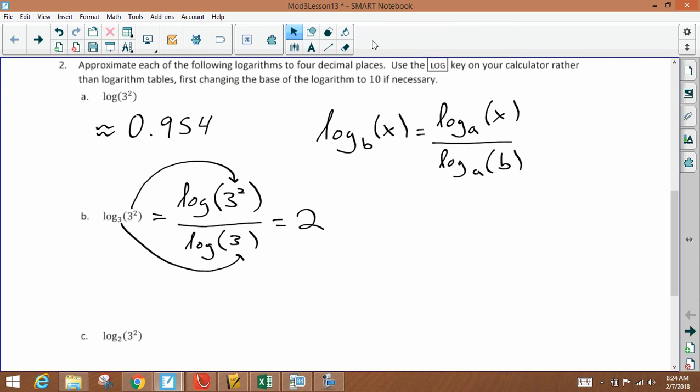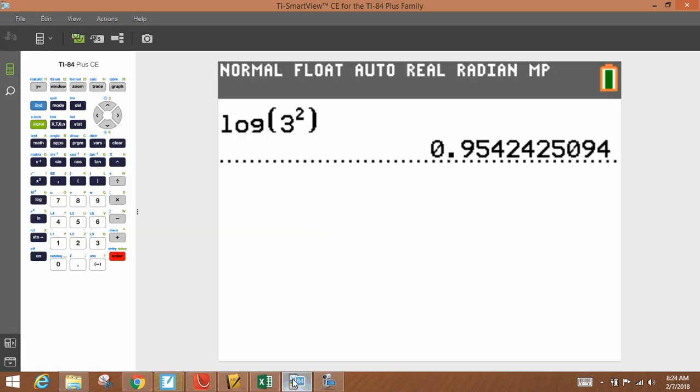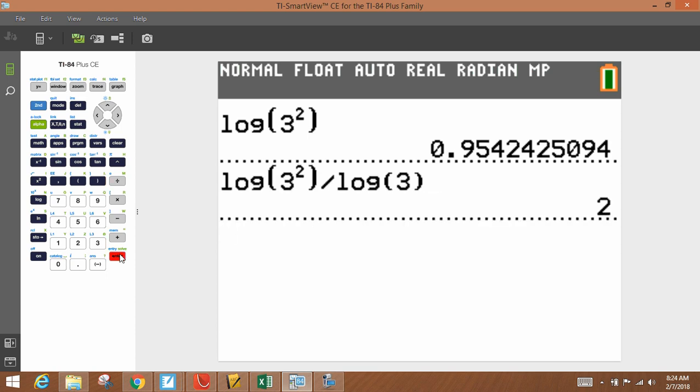But let's go ahead and go to our calculator and let's put that in there, okay? So let's go ahead and calculate log base 10 of 3 squared divided by log base 10 of 3. Right? That's what we have written there. And indeed it is 2, right? So that's 3 to what power is 3 squared? 2, right?